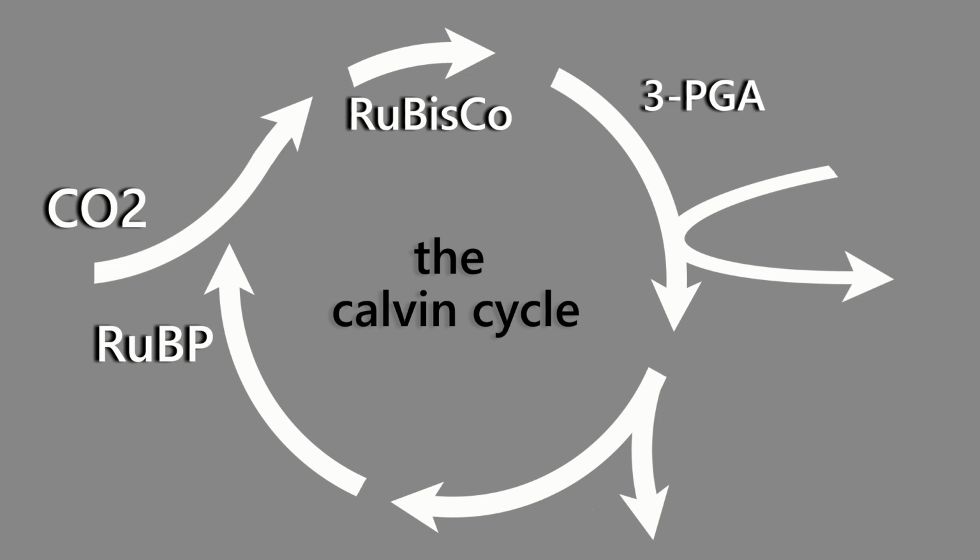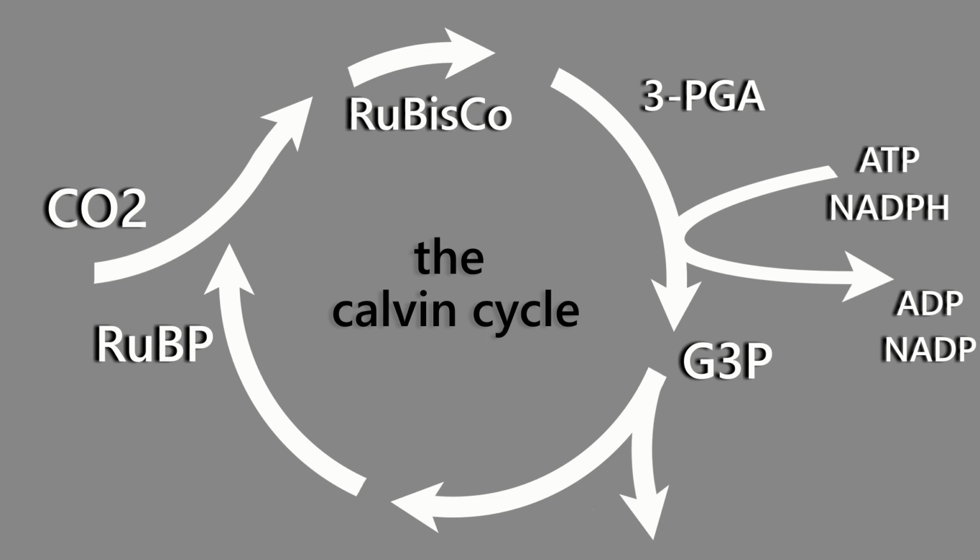In the real Calvin cycle, we would have started with 3 CO2 and 3 RuBP, and would have now ended up with 6 3-PGA, which are now introduced to the ATP and NADPH we made before, which give away ADP and NADP, leaving us with a new molecule known as G3P.